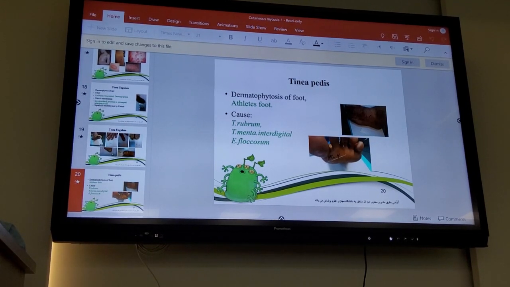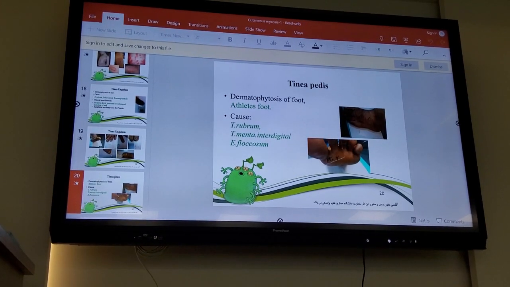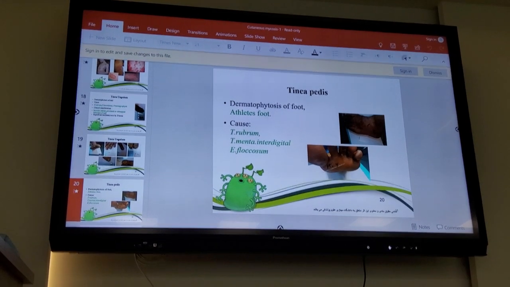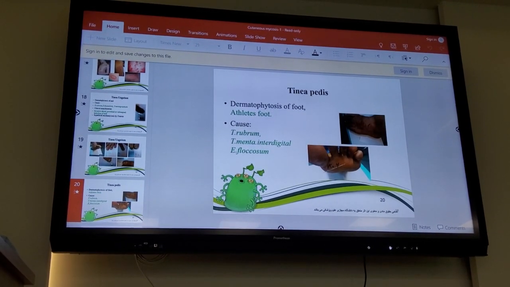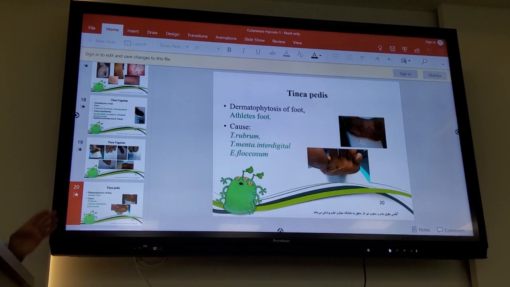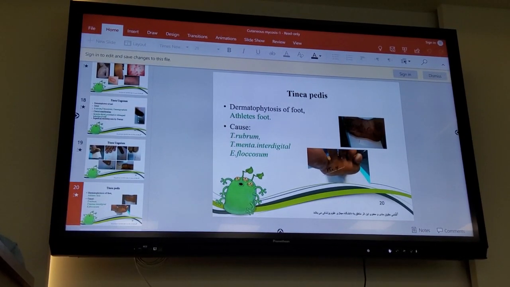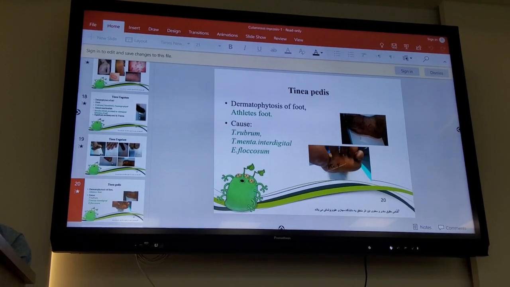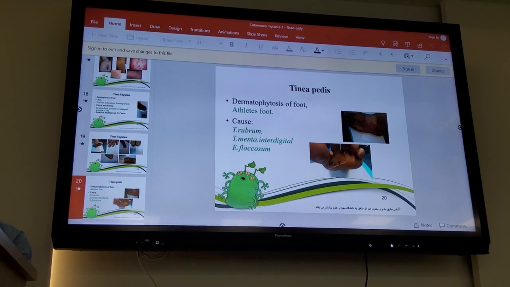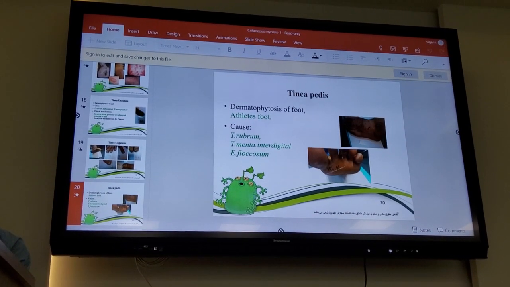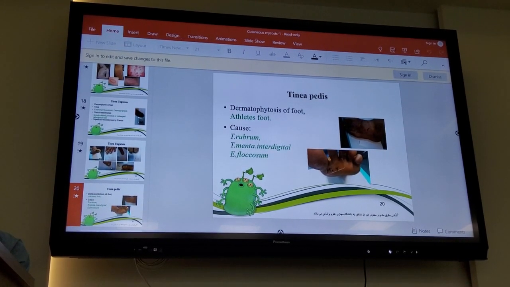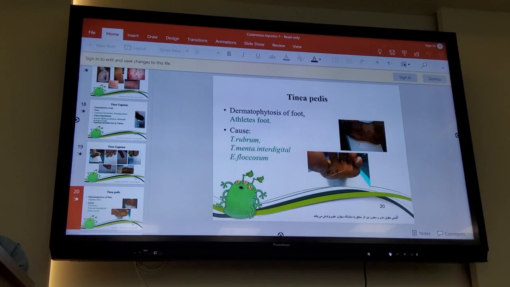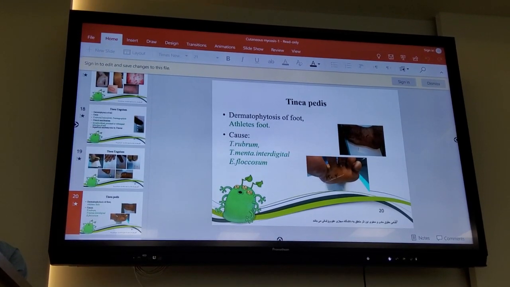In tinea pedis, we usually have Trichophyton rubrum, like tinea corporis, Trichophyton mentagrophytes var. interdigitale, and other dermatophytes like Epidermophyton floccosum. Epidermophyton floccosum has a human source and cannot invade hair. You cannot find lesions by this dermatophyte on the head.